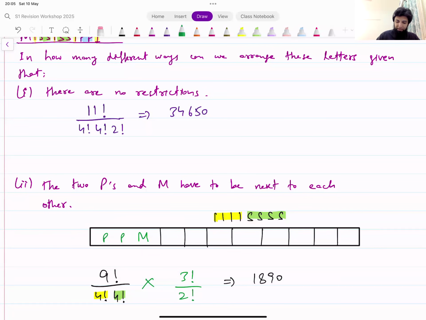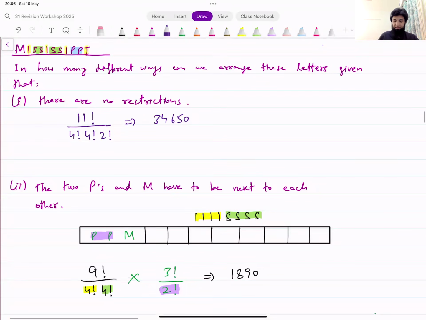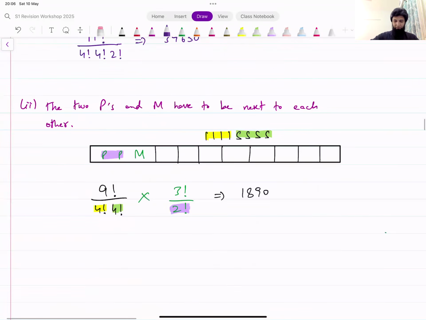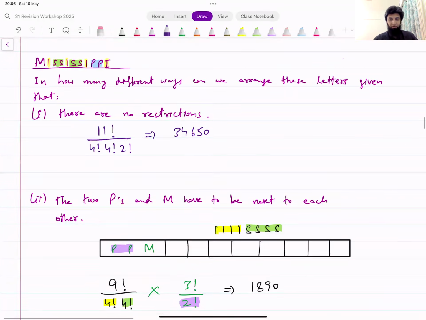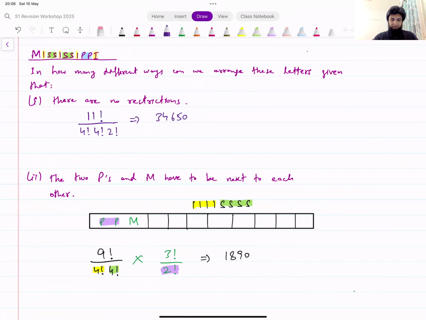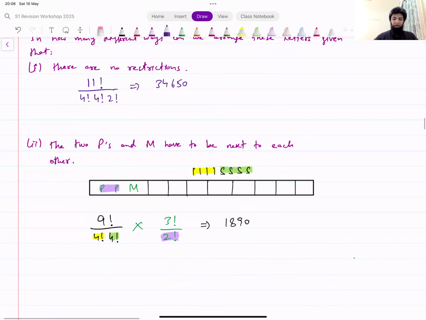But then inside this bigger box, we've got PPM. That's 3 letters in total. 3 factorial divided by 2 factorial because of the 2 P's that we've got here. We divide by 2 factorial because of that. Okay, and that gives us the result. You can see what that is. That's 1890. So if it was not books like before, if it was letters, then there's repetition. So we have to take care of the repetitions as well in this case.